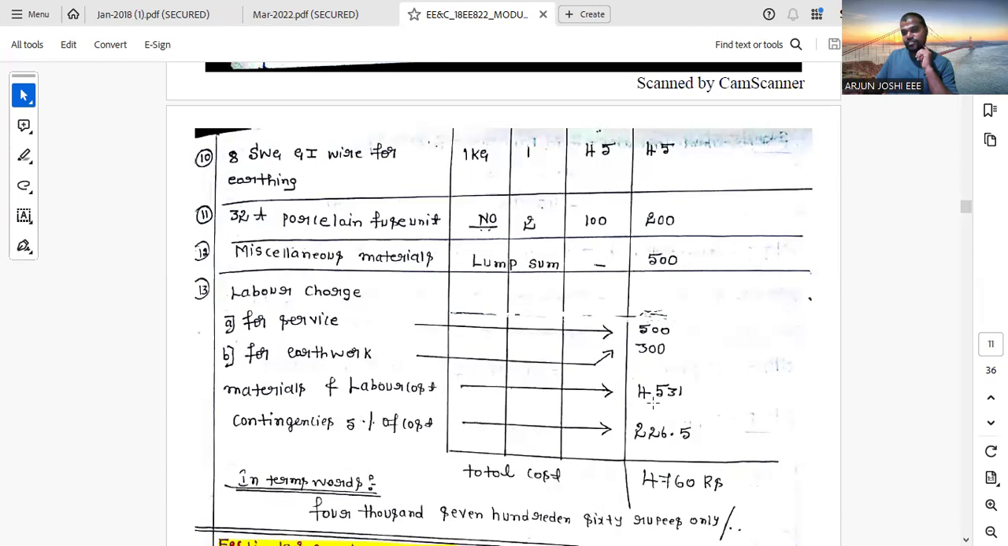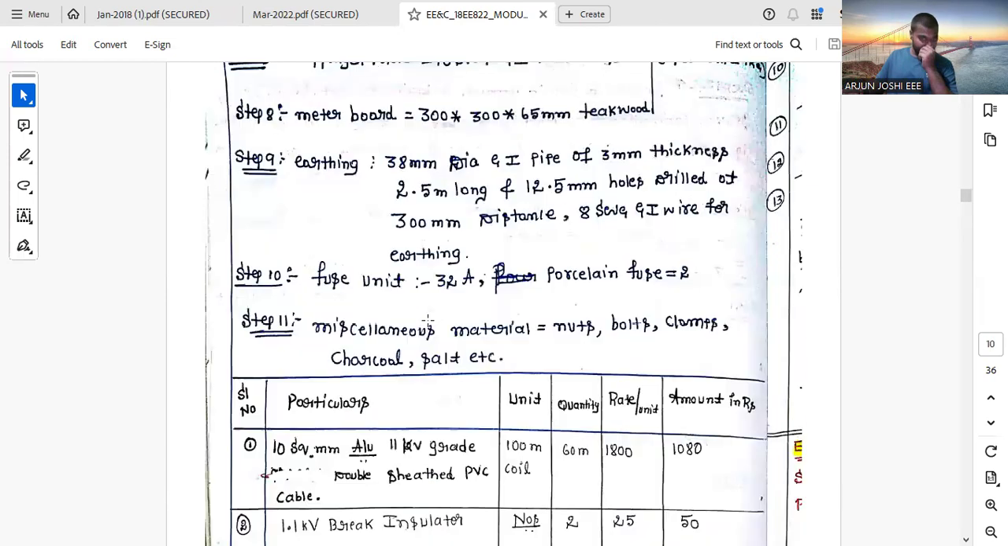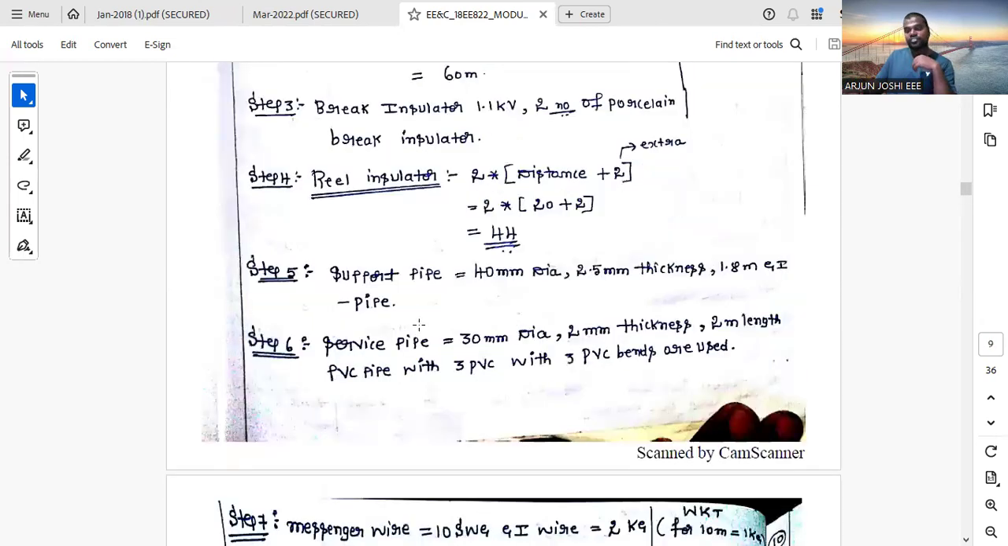For this total cost, we need to calculate contingencies, 5% of cost. How to calculate the 5 percentage? 4531 into 5 divided by 100, we are going to get 226.5. So the total cost is 4531 plus 226.5, which is 4760 rupees. In words, we write 4760 rupees only. This is how we need to write down the calculation.